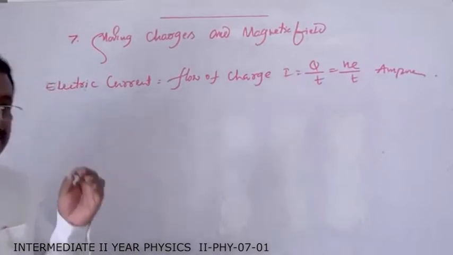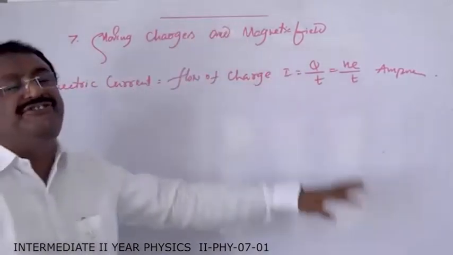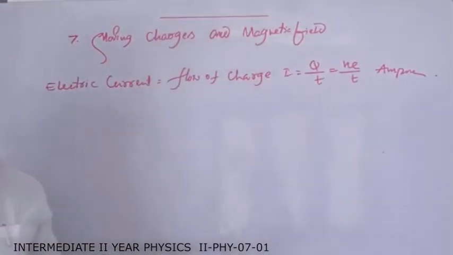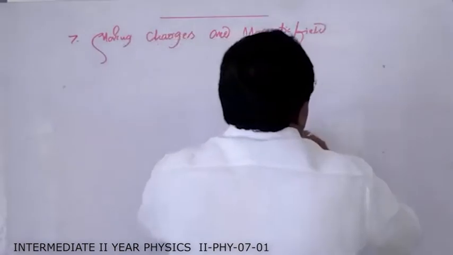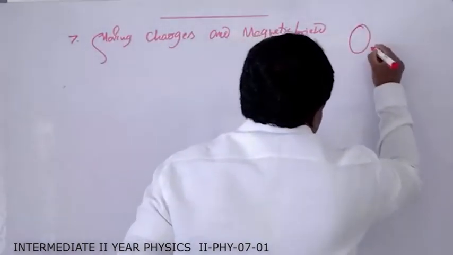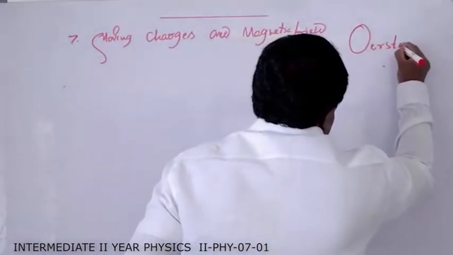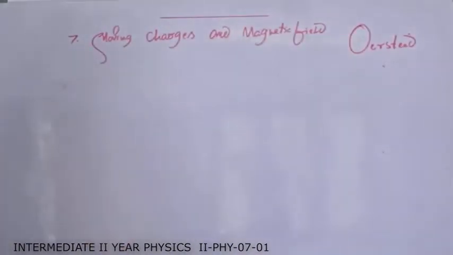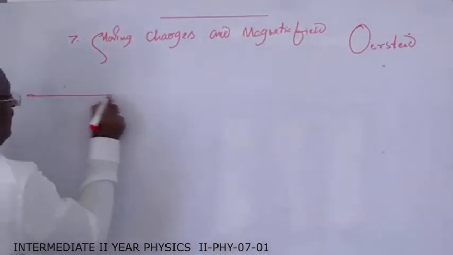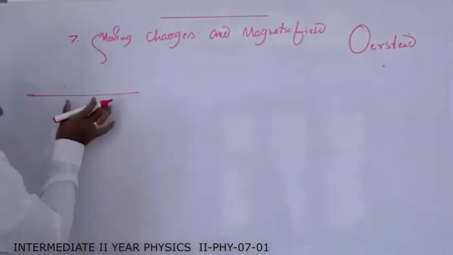So first, the relation between electric current and magnetic field was experimentally verified by the famous scientist Oersted, by doing some experiments. Here, Oersted took a magnetic compass needle and kept it nearby a current carrying conductor. He has taken one conductor.